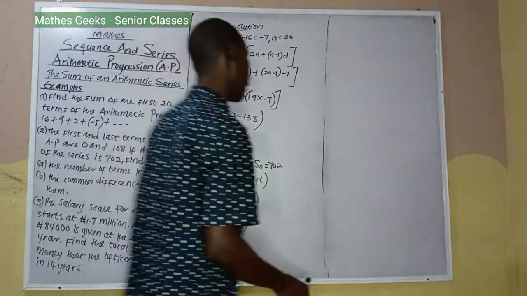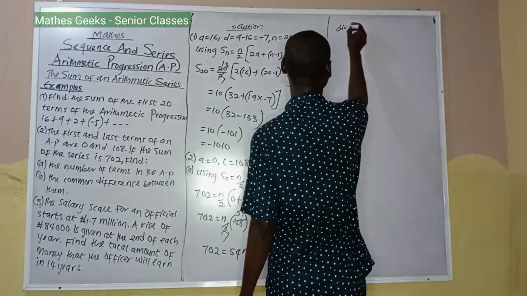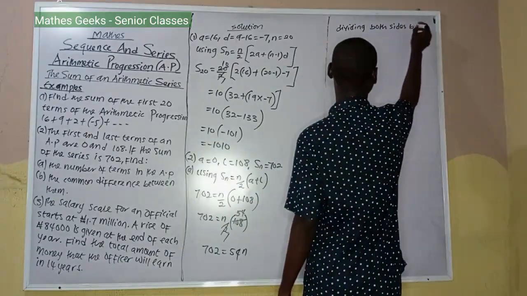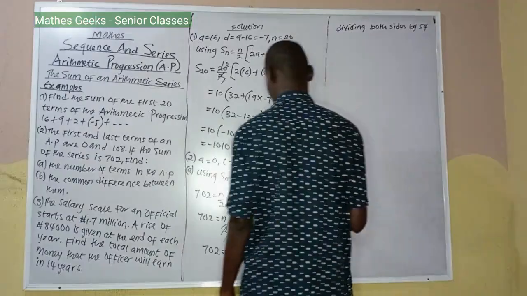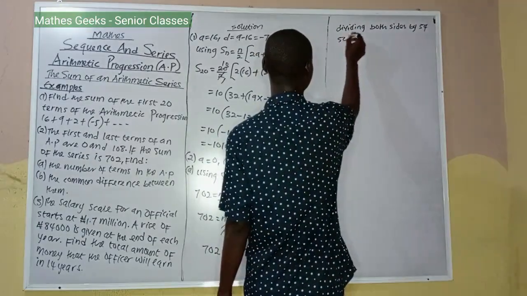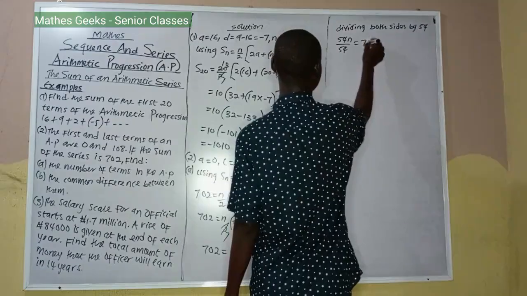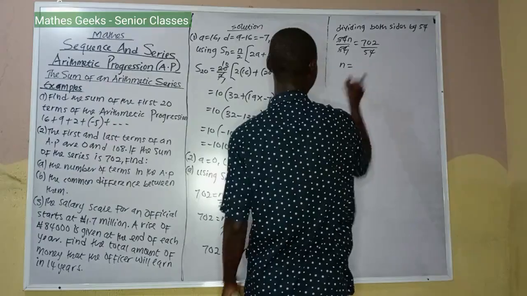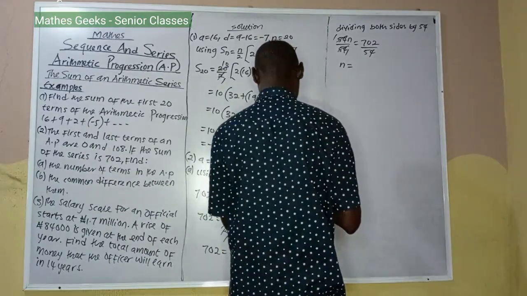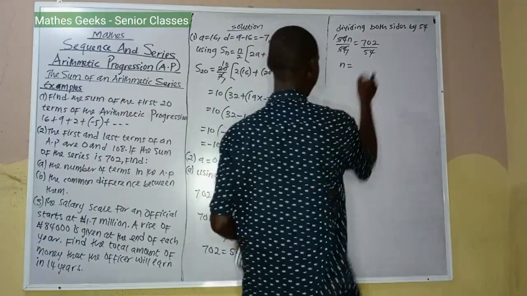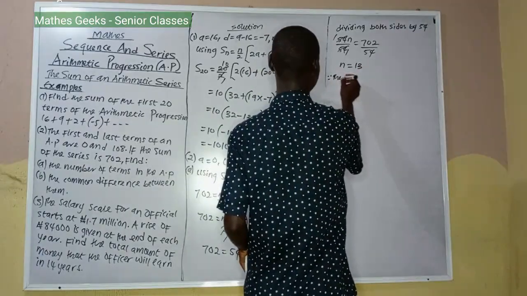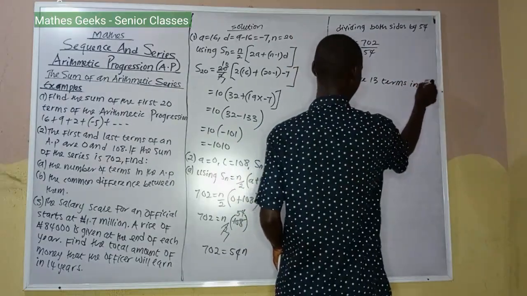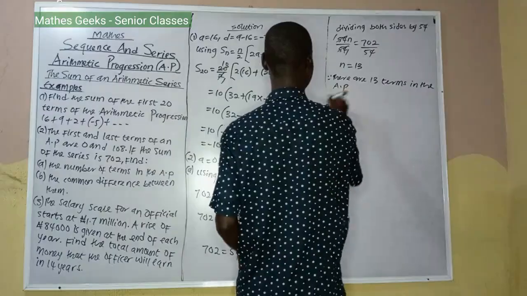54n. So dividing both sides by 54, I'm going to have 54n over 54 equals 702 over 54. n is equal to 702 divided by 54, which is 13. Therefore, there are 13 terms in the AP.